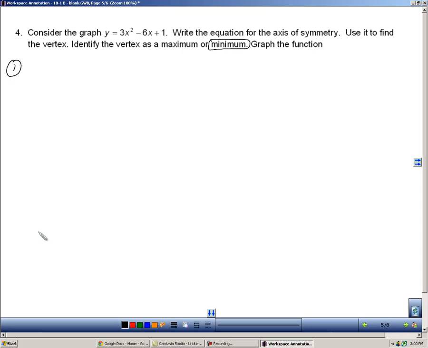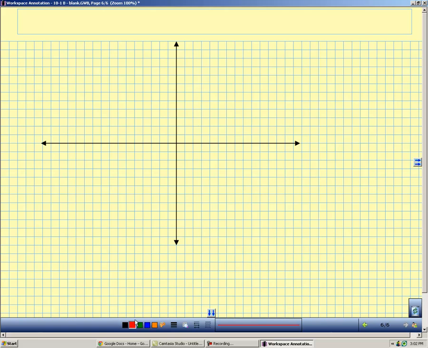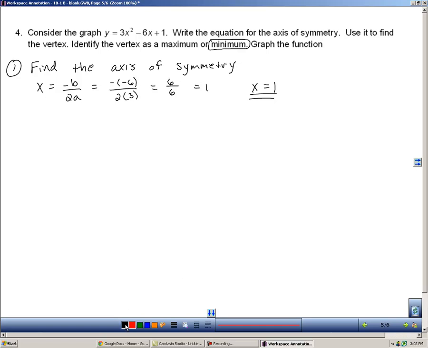All right, to graph this, we'll start by finding the axis of symmetry. So in this parabola, my b is negative 6, so do the opposite of the negative 6 over 2 times a, which is 3. So this is positive 6 over 6, which is a 1. So my axis of symmetry is x equals 1. Go to my graph, and I'll draw a dotted line where x equals 1, and that is my axis of symmetry. Now I know my parabola is going to open up, so I'm going to put x equals 1 down here just to keep it away from the parabola itself.